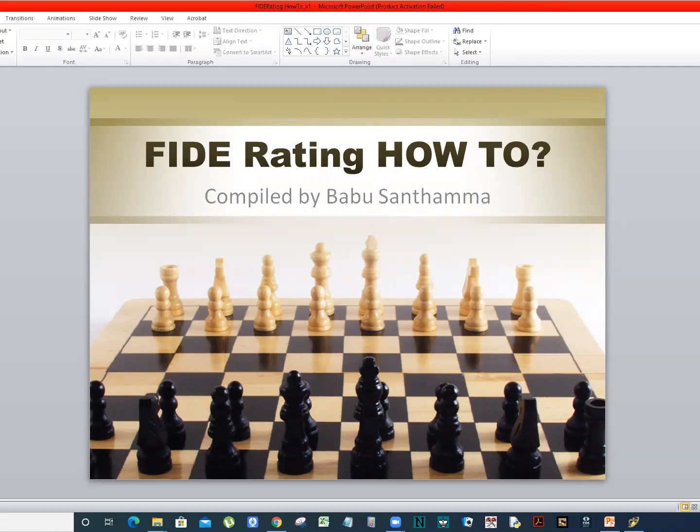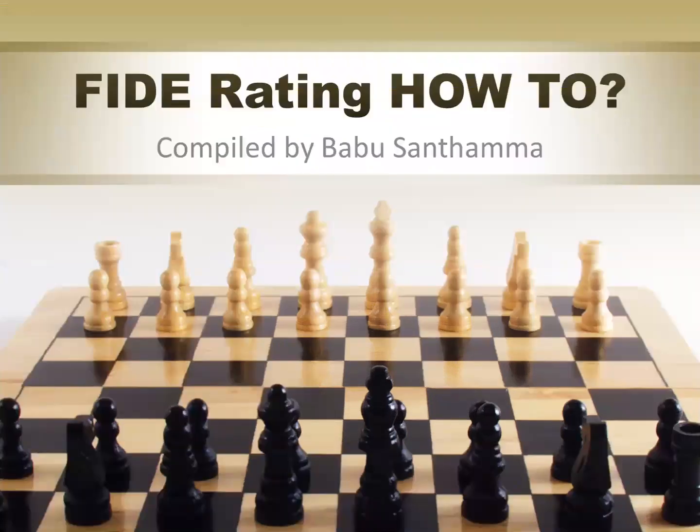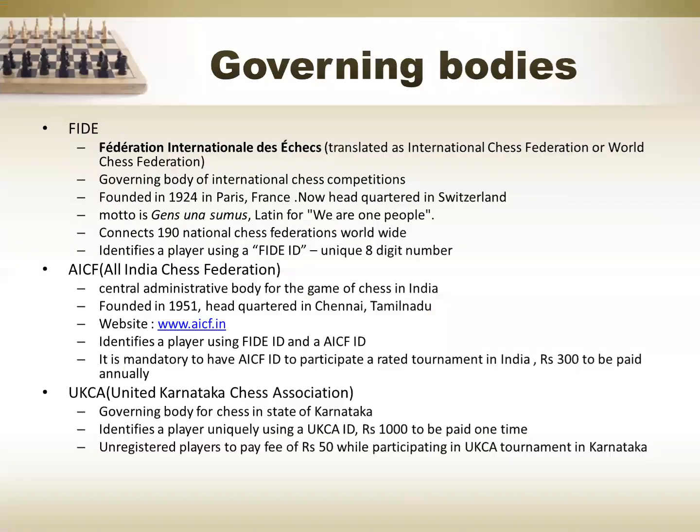So before you get into how to get a FIDE rating, we need to understand what is FIDE. FIDE is basically the World Chess Federation, and it stands for Federation Internationale des Echecs. So basically it translates into World Chess Federation. FIDE identifies every chess player uniquely in the globe using a digit number known as FIDE ID. So using the FIDE ID, all the details of that player are stored.